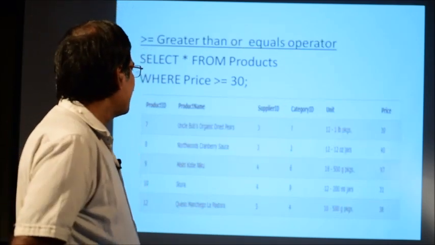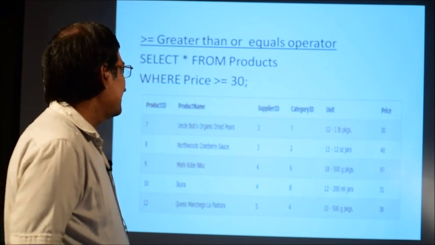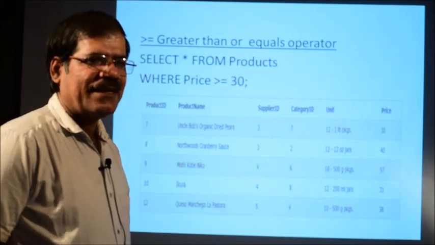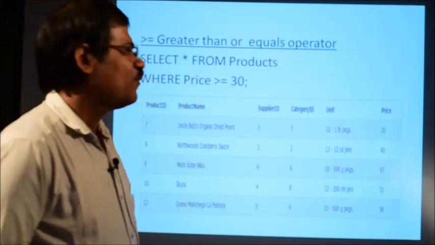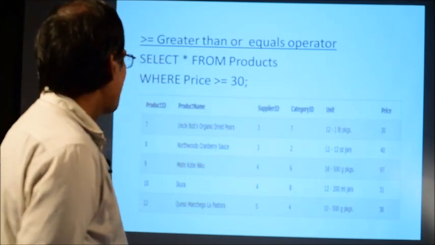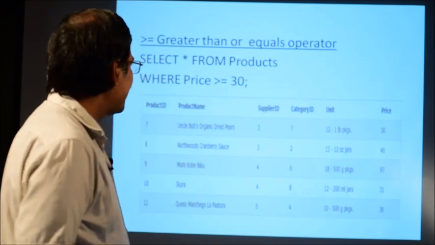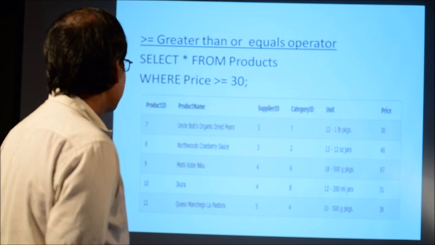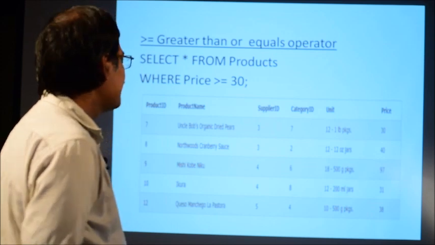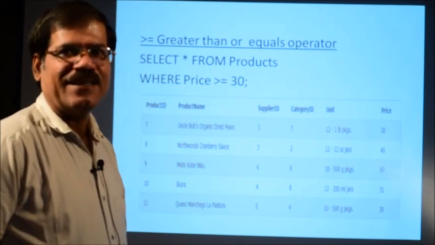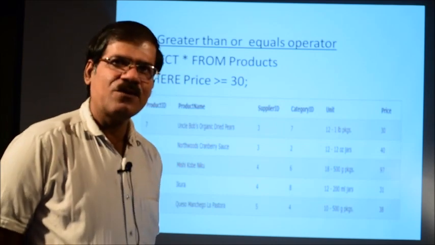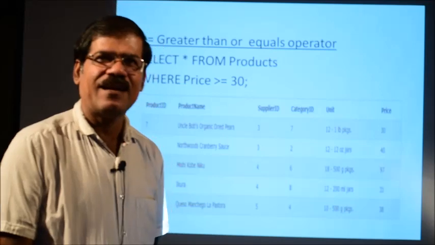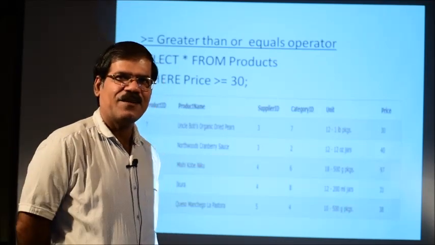So you read about equal to, greater than and less than. Another operator is greater than or equal to. Greater than or equal to means the price value is greater than or equal to 30. Here it is: select star from products where price greater than or equal to 30. If you put only greater than 30, the records greater than 30 will be selected and displayed on your computer screen.